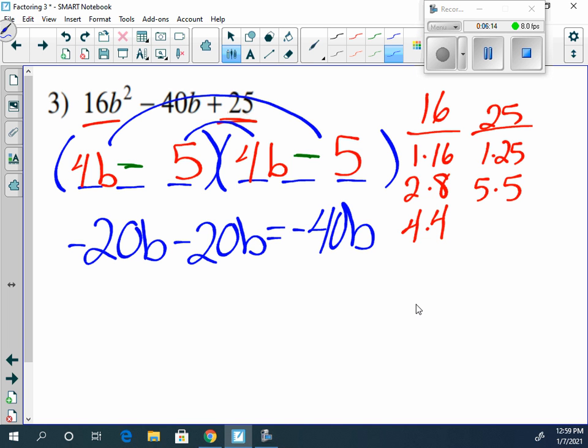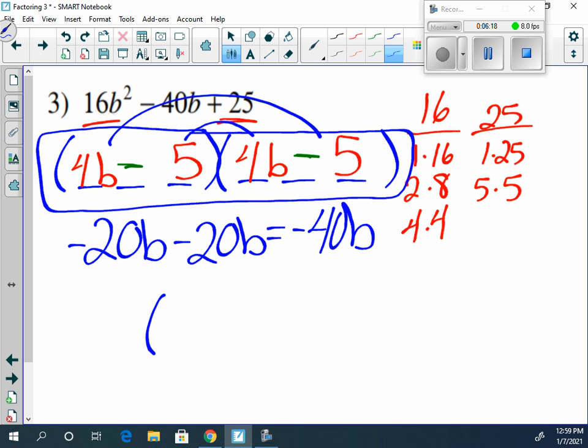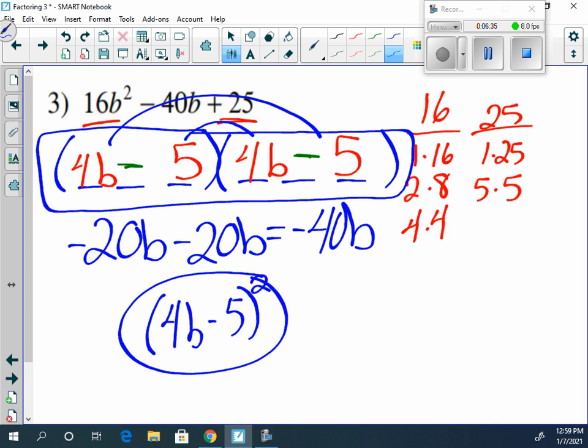So we can write our answer as 4b minus 5 times 4b minus 5. And 4b minus 5 squared. This is also the same answer. These are the same thing. So on the test, if we circle the top one, do we get the same amount of points if we simplified it? Yeah. Because both of these are in simplest form.